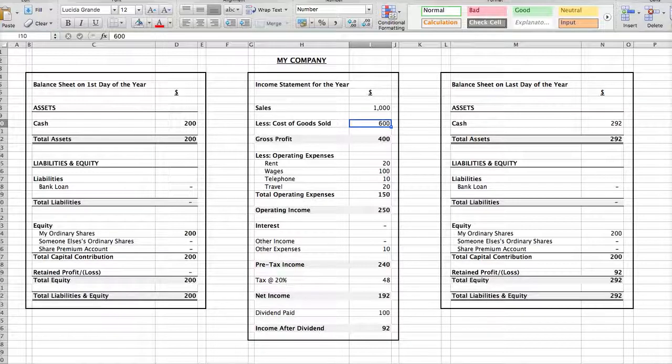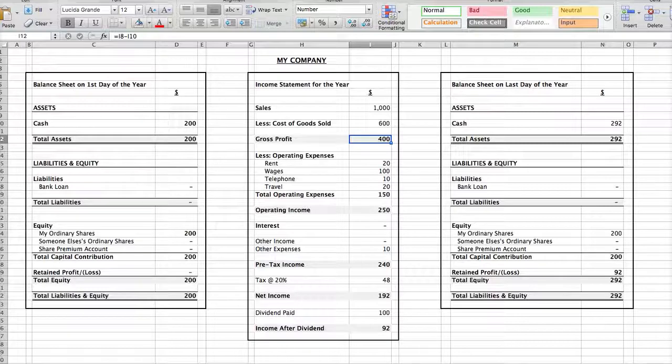Now it doesn't really matter how that happened. It could be that I just bought $600 worth of goods, marked them up and sold them for $1,000, or whether I bought some raw materials, added labour, etc., that in the aggregate cost me $600, and then I sold it. It really doesn't matter. At the end of the day, I made a gross profit of $400.